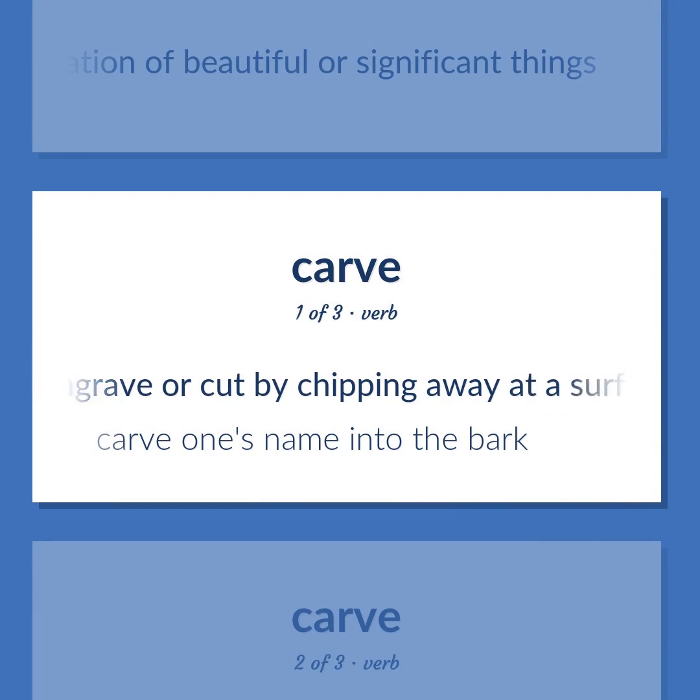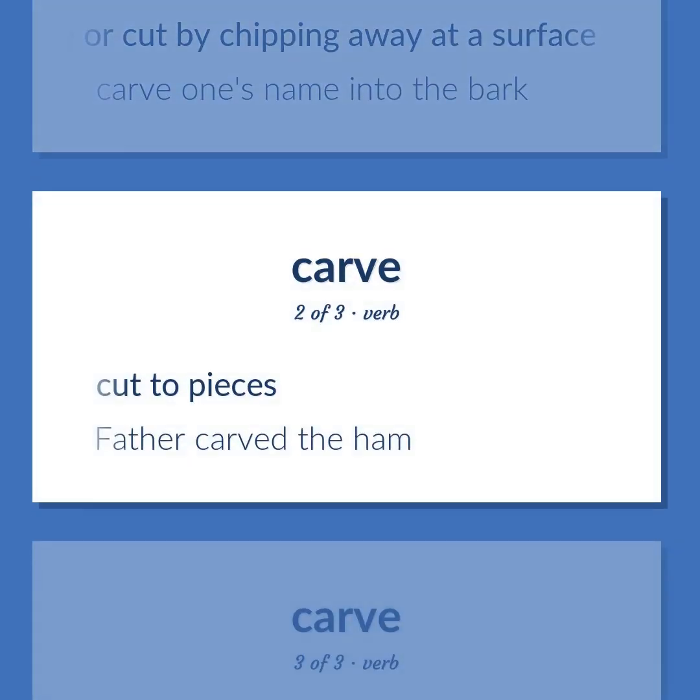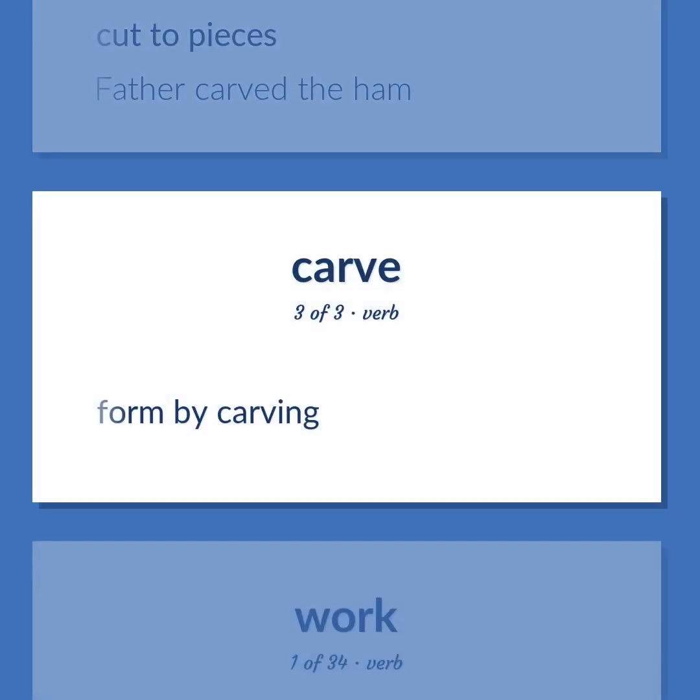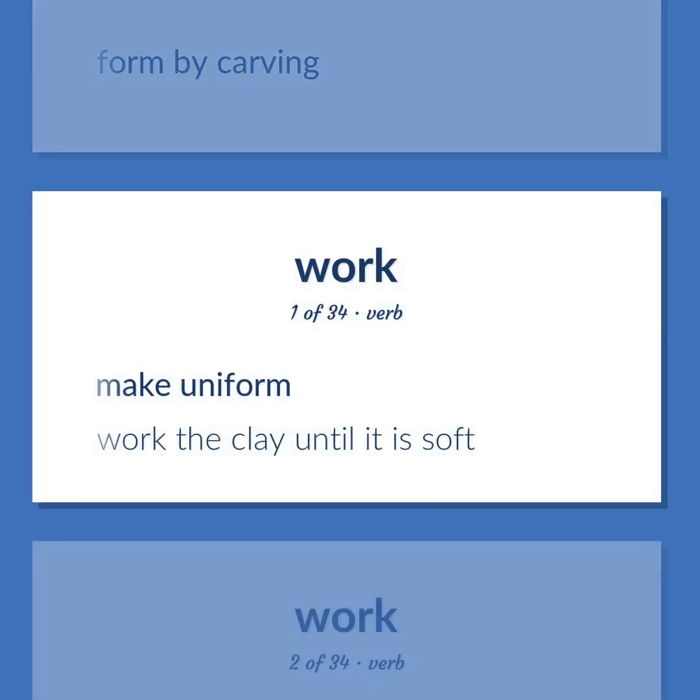Engrave or cut by chipping away at a surface. Carve one's name into the bark. Cut to pieces. Father carved the ham. Form by carving. Make uniform. Work the clay until it is soft.